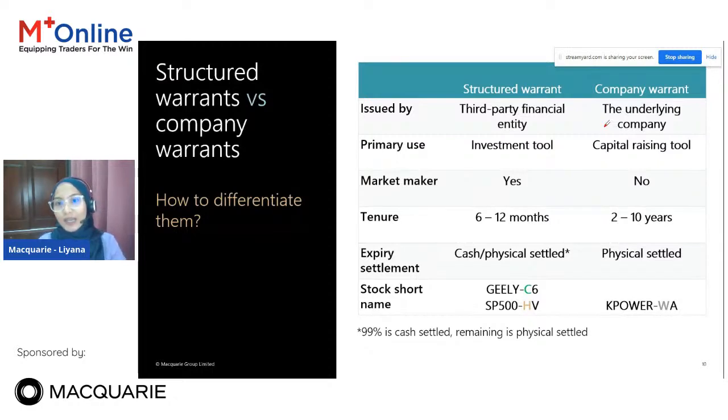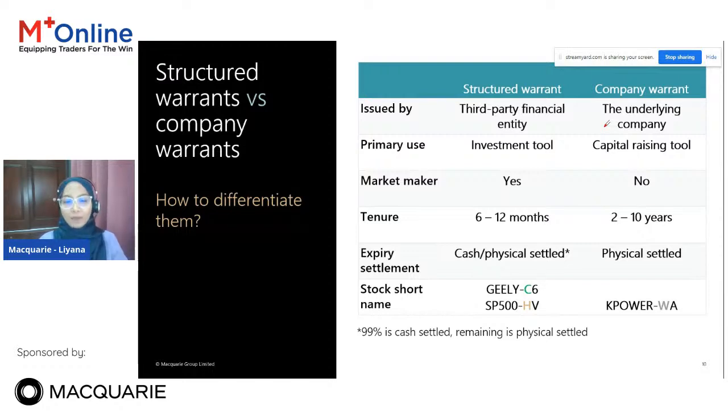Untuk structured warrants, tempoh hayat dia biasanya dalam masa 1 tahun, setengah tahun ke setahun. But most of the time, structured warrants yang dihasilkan oleh bank, dia buat 6 bulan lah, setengah tahun. Okay. Kalau company warrant, biasanya dia punya jangka hayat dalam masa 2 tahun ke 10 tahun. Tapi dekat Bursa Malaysia ni yang selalu kita nampak, commonly tenure untuk company warrant adalah daripada 2 tahun ke 5 tahun. Itu sahaja.